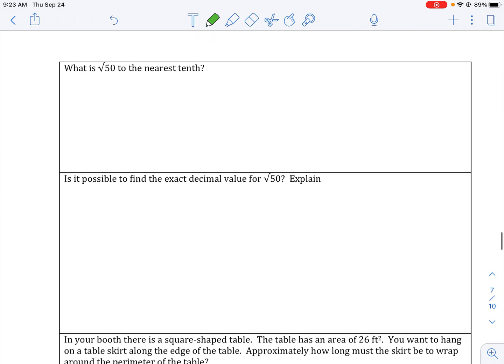What is the square root of 50 to the nearest tenth? So again, second, x squared, type in 50, hit equals, and we're going to write the square root of 50 is approximately, I'm going to go tenths, hundredths, and I'm stopping at the hundredths place, and I'm looking at this number.